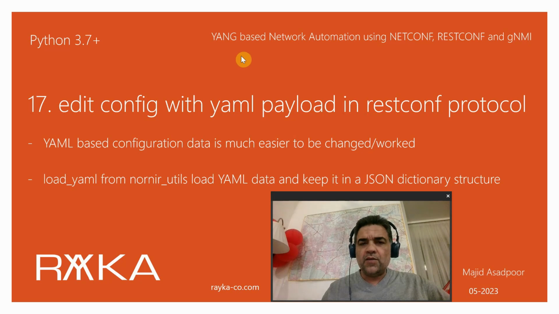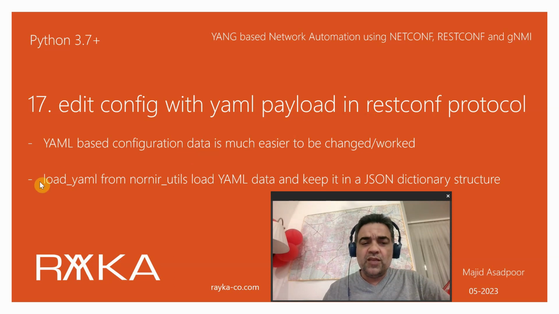Welcome to another video of YANG-based network automation using NETCONF, RESTCONF, and gNMI. In the previous section, we changed the configuration of network devices through configuration data in the format of JSON and in the RESTCONF protocol. But the problem is that JSON configuration data is difficult to change and to keep in a large scale network, and in this section, therefore, we will use YAML-based configuration data, which is much easier to change and work with.